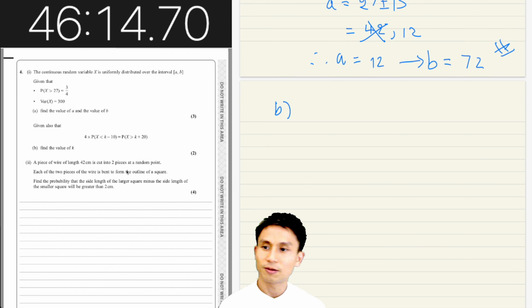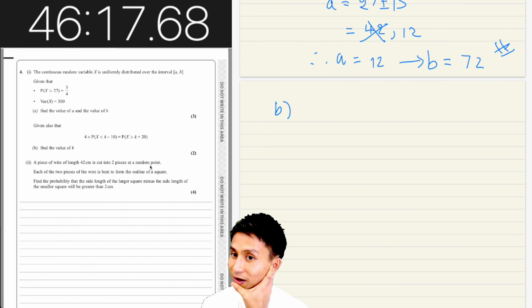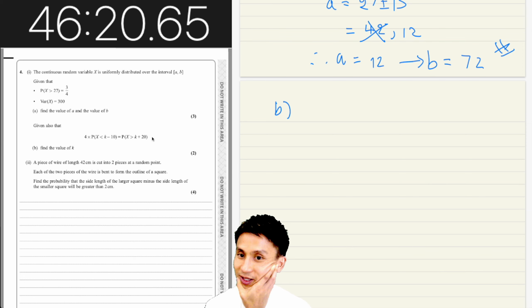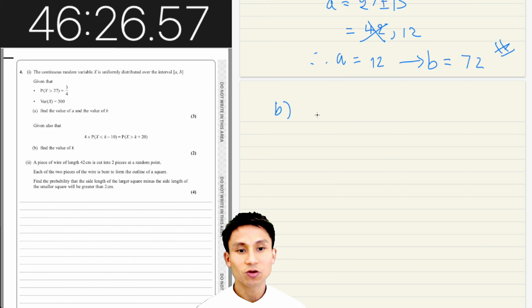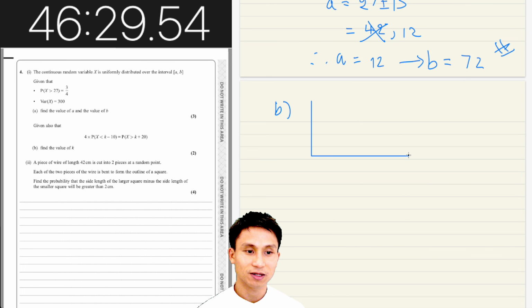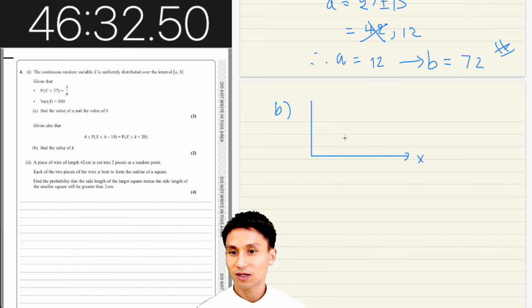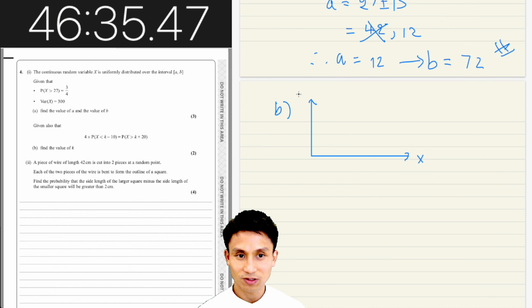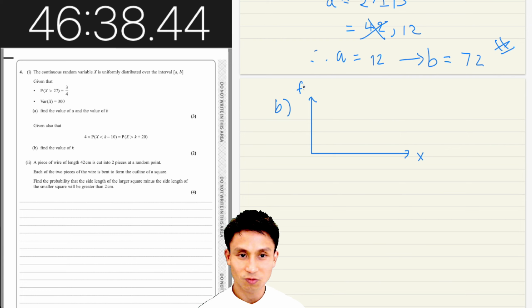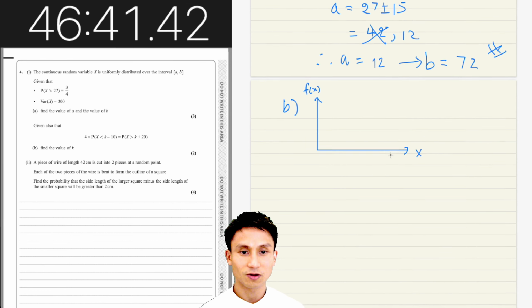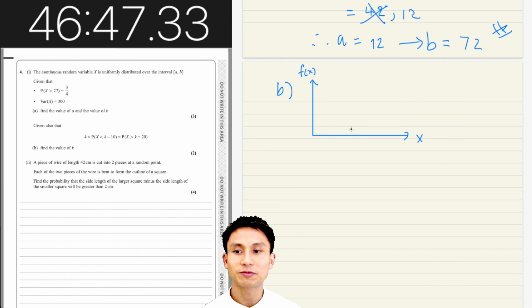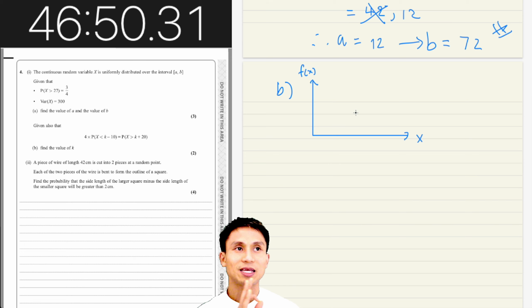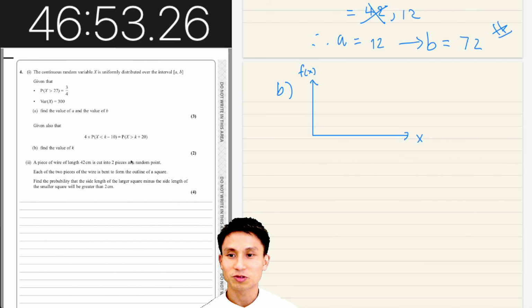B, find the value of K. Okay, so we have 4 times the probability of that equals that. You gotta visualize this one first, because you have two sides of the probability there. This is the probability density function. So 4 times that equals the other one. It means that the other one is bigger, I'm saying that this right part here must be bigger than this.